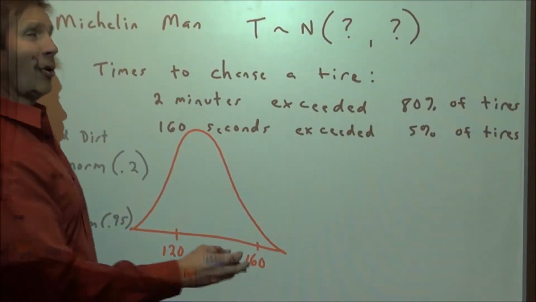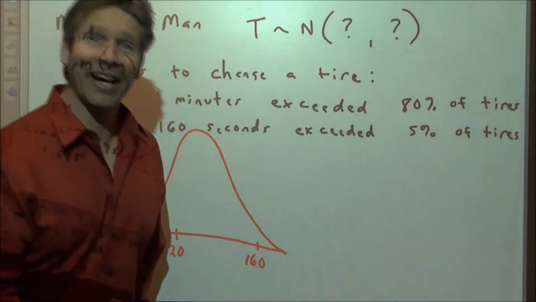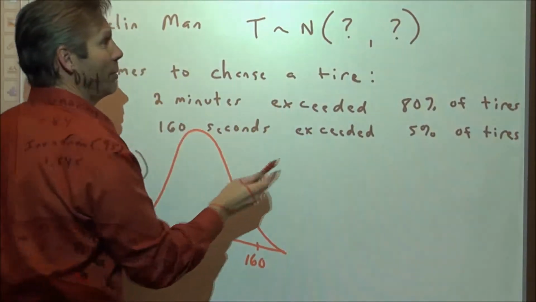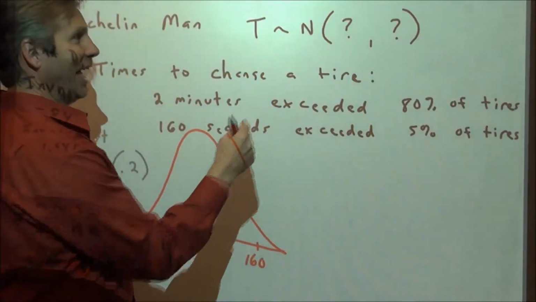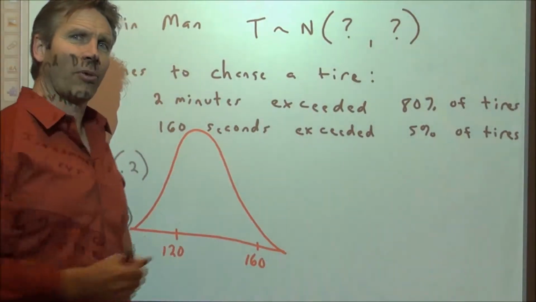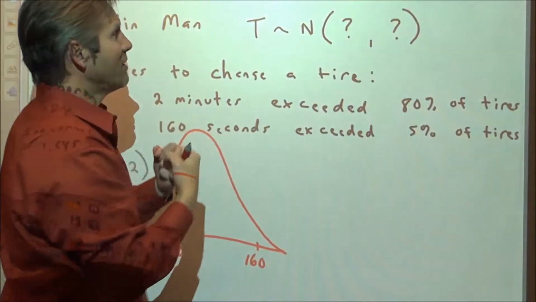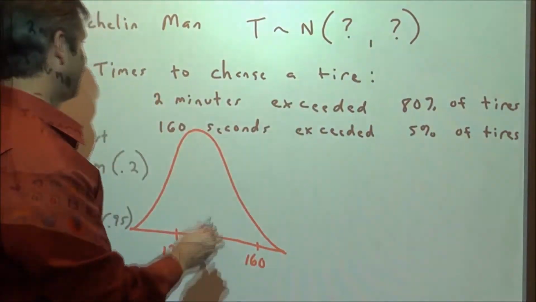Lastly, here we go. Suppose the Michelin Man gets involved now, and how long does it take him to change a tire? Well, those times are normally distributed with the, what? We don't know. We don't know the mean, and we don't know the standard deviation. Hence, one of the more difficult mathematical problems in the AP exam. We know that it's a normal distribution, and we need some information so that we can ascertain how long it takes to change a tire.